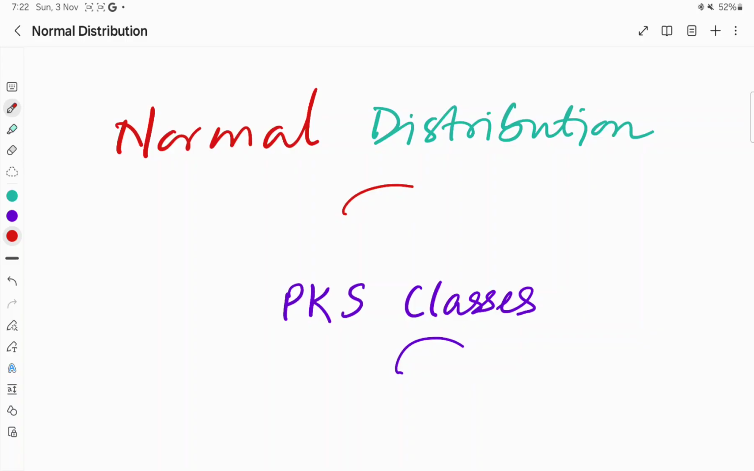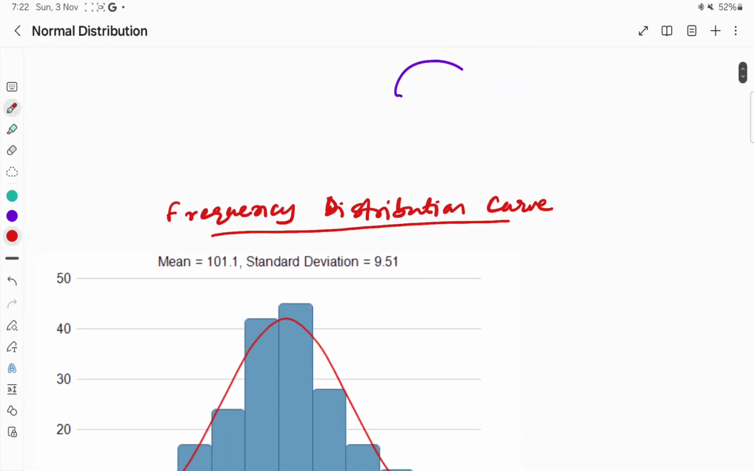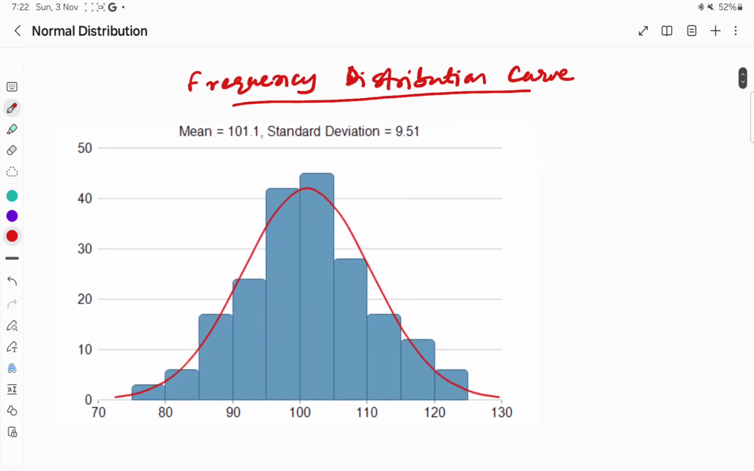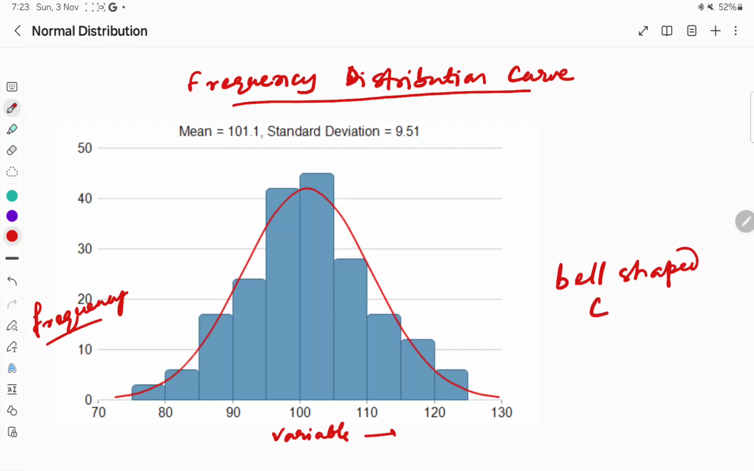Today we are going to study about normal distribution. So if you see a frequency distribution curve, suppose this is a data where the frequency is in the y-axis and the variable is in the x-axis, and this is a histogram given, and from this histogram we found a bell-shaped curve. This is the bell-shaped curve we got.